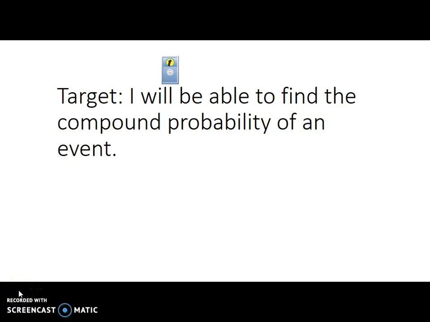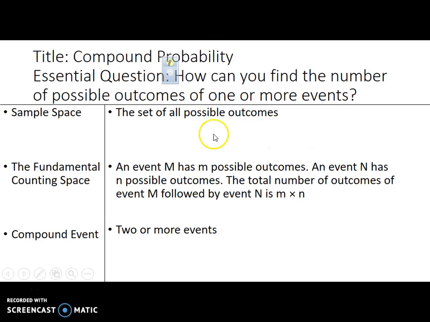Hey guys, today we are going to be looking at finding the compound probability of an event. So let's go ahead and start off with some vocabulary. First of all, your title is compound probability.